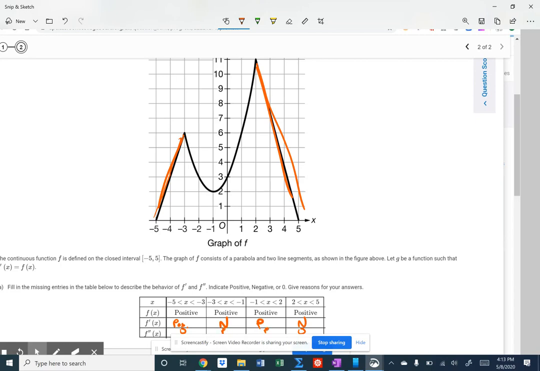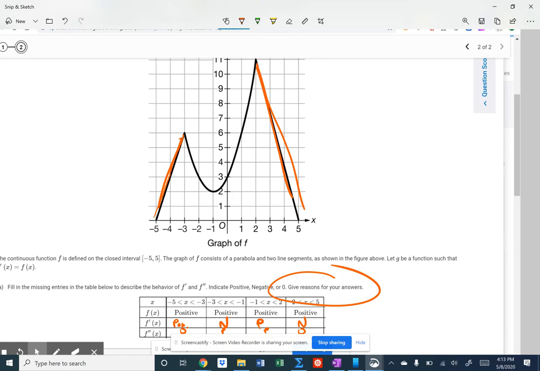Now you're supposed to write reasons for your answers. Now, I'm going to use my teacher prerogative and say, I said my reasoning out loud for you to hear. I'm not going to write it down. Okay, but again, I'll just repeat it really quickly.